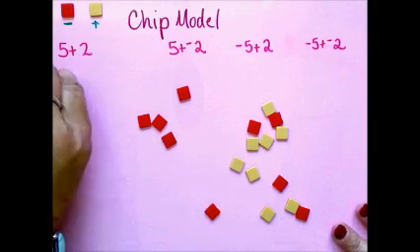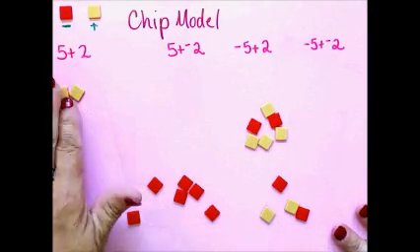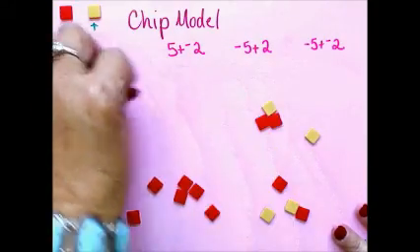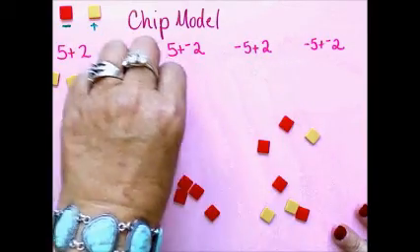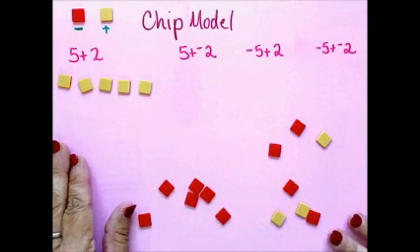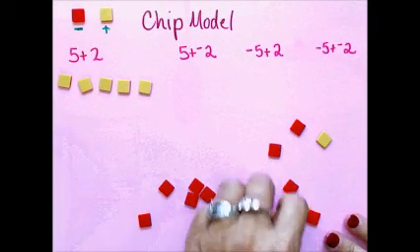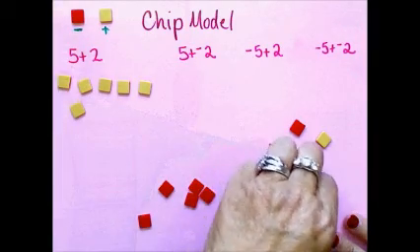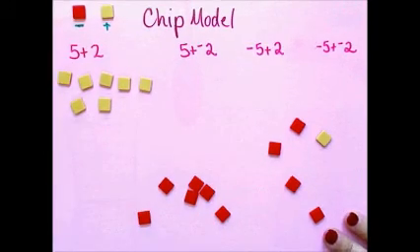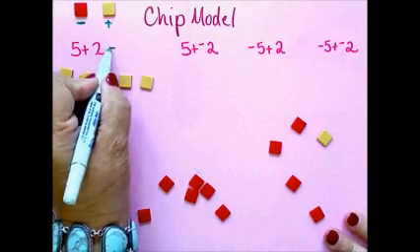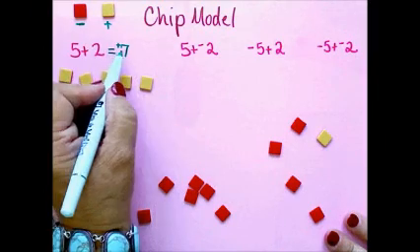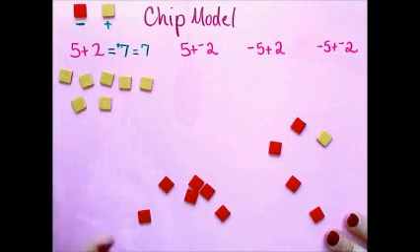If I model a positive 5, that means I'm going to model it with 5 yellow chips. It could be color tiles, the circular color tiles; I'm just choosing to use these. So I have 5 yellow chips, and to that I'm going to add 2 more yellow chips because they're still positives. When I count these chips together, I have 5, 6, 7, which is a total of 7 yellow chips, or 7 positives, which is the same thing as just plain old 7.